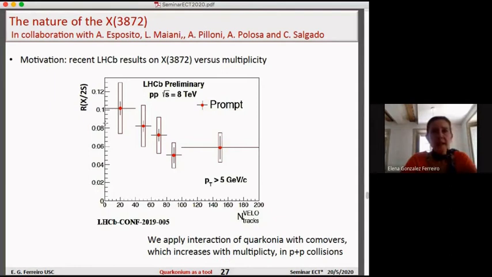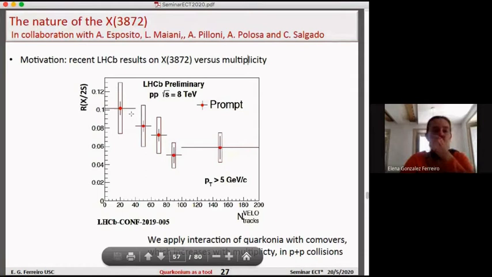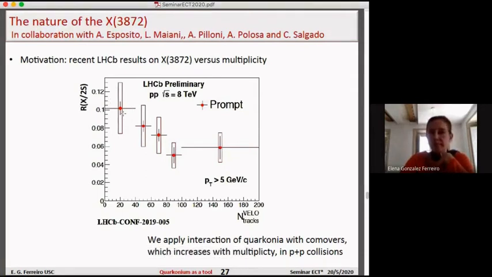That the minimum bias value for the multiplicity is around here, and you obtain an integrated value here of 0.1. But they show that, doing a study on multiplicity, they obtain a reduction of this ratio in proton-proton collisions according with the multiplicity. So our idea was to apply this interaction with comovers, successfully applied before for quarkonia in proton-nucleus, to the high multiplicity events in proton-proton collisions.